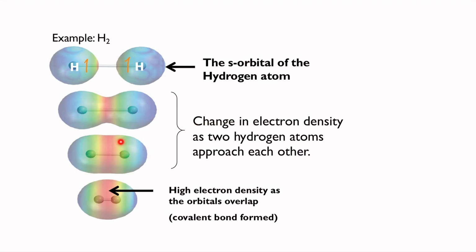In this last picture here, your two orbitals have overlapped and your two unpaired electrons have paired up with each other. That's why you see a high electron density in the middle of this molecule. Between the two atoms, you have two electrons being shared. So that is a brief explanation of valence bond theory.